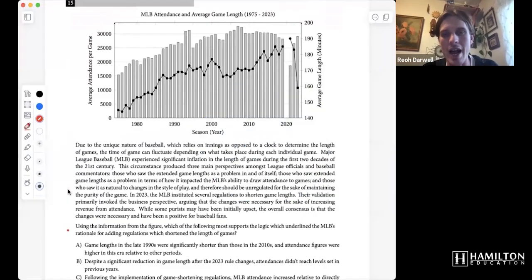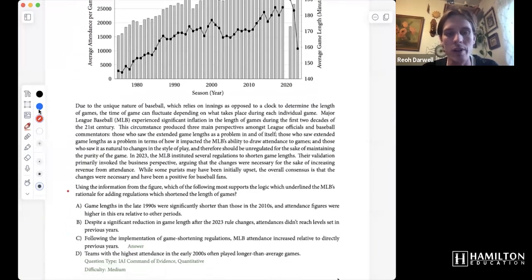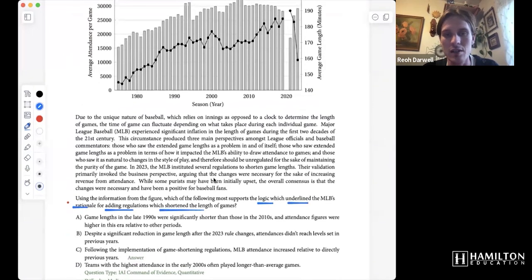All right, 15, we got this big old graph, right? We're basically seeing how many people attend games and how long games last in the MLB. All right, so we want to support the logic which is underlined. So that means not undermined, underlined. We want to support the logic that gave the MLB the rationale to make games shorter. So what was their rationale, right? They said that the changes would increase revenue from attendance, right? So by shortening the game, more people would come to the game.